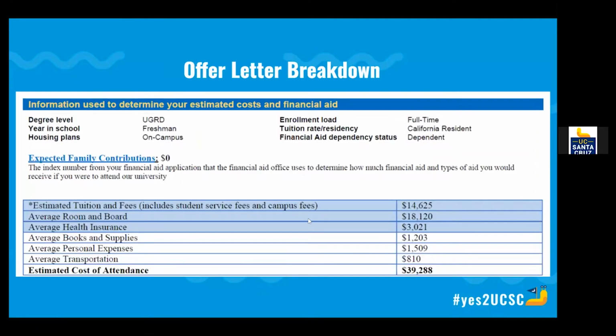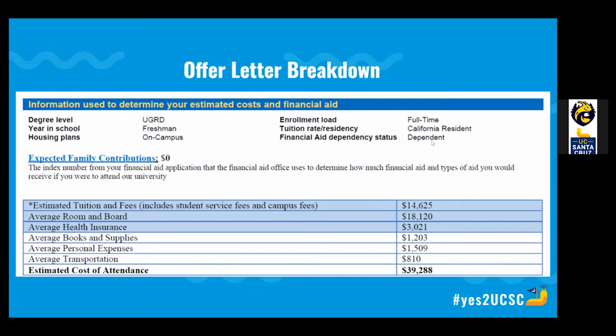All right, so the next part of your conditional aid offer breaks down information that we've gathered from your FAFSA. Some information about your degree level. This is an undergrad student who is an entering freshman. They plan to live on campus. They're planning to be a full-time student. They are a California resident and they are a dependent.